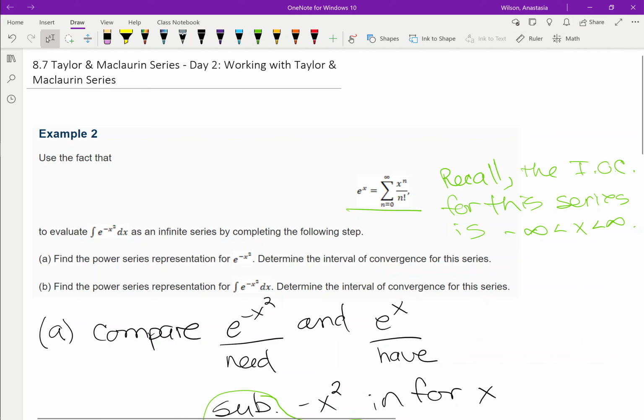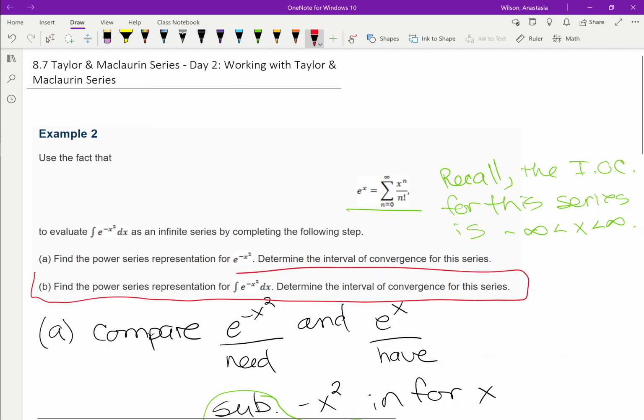Hello, in this video we are continuing what we were talking about in the previous video. So this is example 2 in section 8.7. Specifically in this video we are going to be working through part B. So we've already completed part A. We've found a power series representation for e to the negative x squared from the power series representation for e to the x, and we've also determined the interval of convergence.